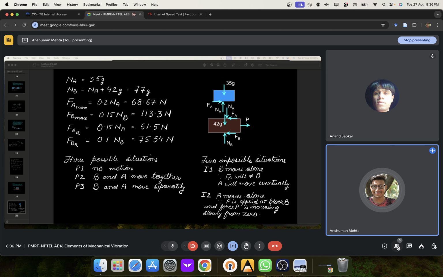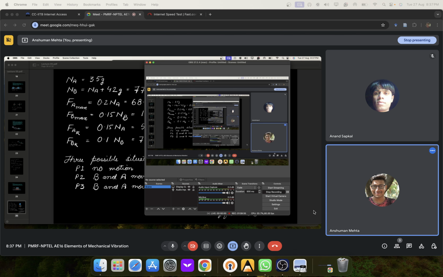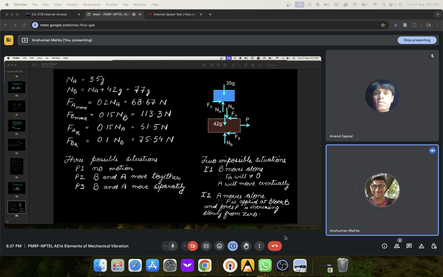Now whatever is given, I will first write that. N_A is given as 35g, and N_B is given as N_A plus 42g, which is equal to 77g. F_A max is equal to 0.2 N_A, which is 68.67 newton. F_B max is equal to 0.15 N_B, and this comes out to be 113.3 newton.